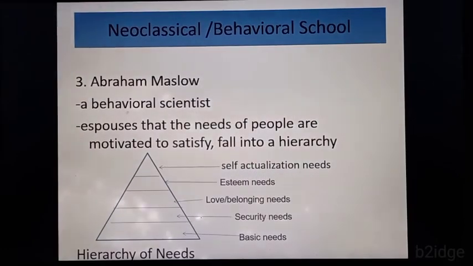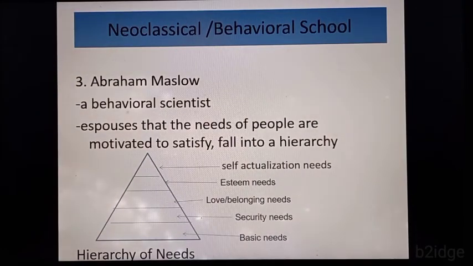And then there's Abraham Maslow. He is a behavioral scientist, and he espouses that the needs of people are motivated to satisfy or fall into a hierarchy, which at the bottom you can see there's the basic needs, security needs, love or belonging needs, esteem needs, and self-actualization needs. In his study, he states that you cannot proceed with achieving the next need if you are not satisfied with the lower needs. But, well, come to think of it, in reality, even though you are not sufficient enough with your basic needs, maybe you can still satisfy your love or belonging needs or esteem needs, right?